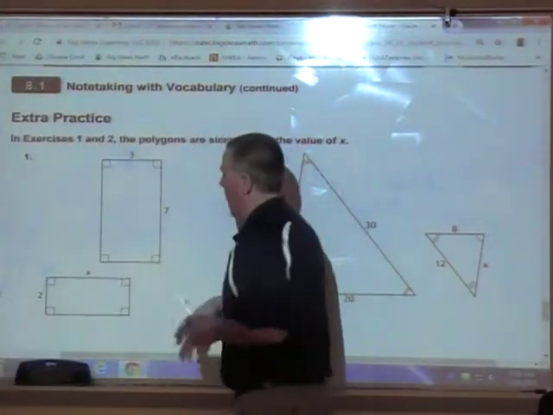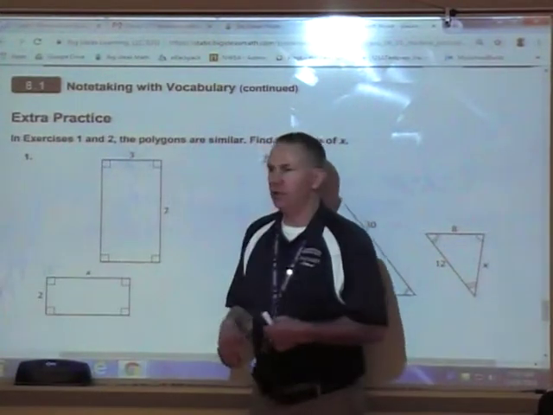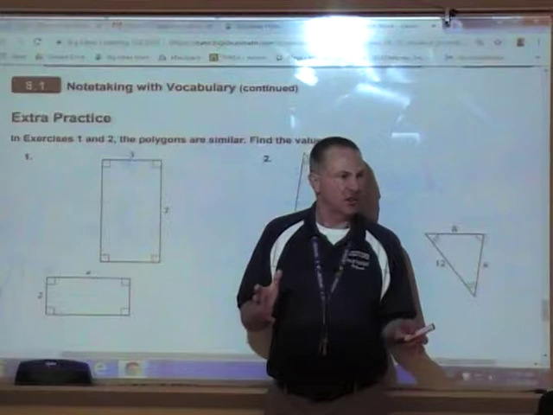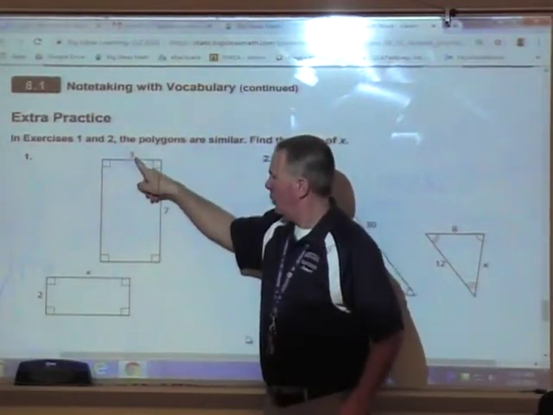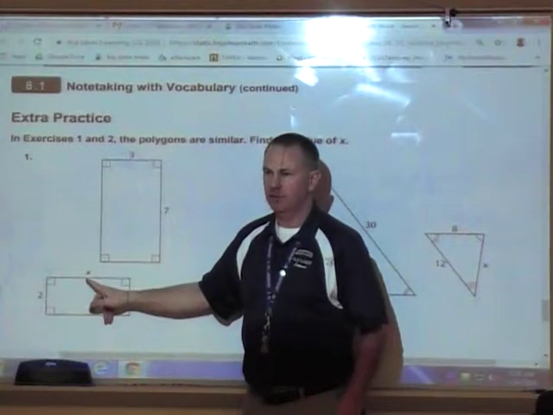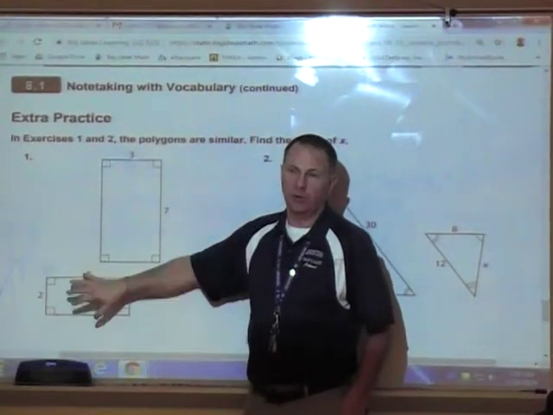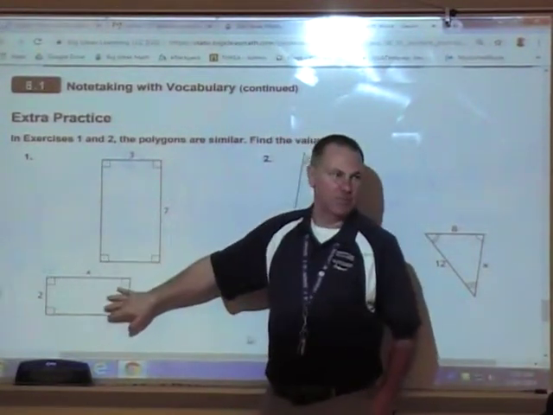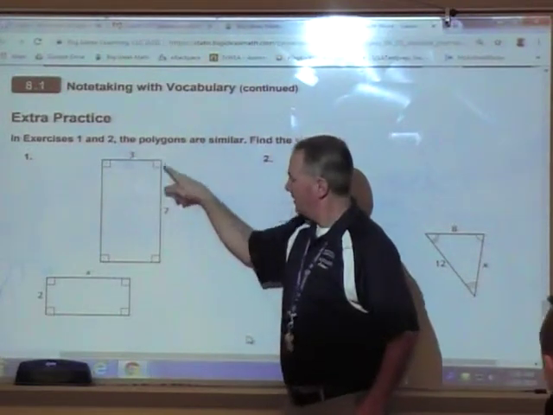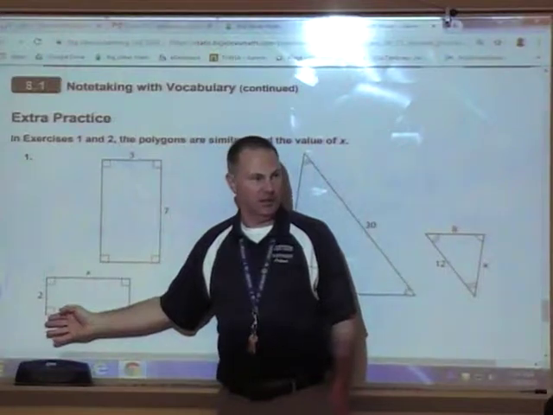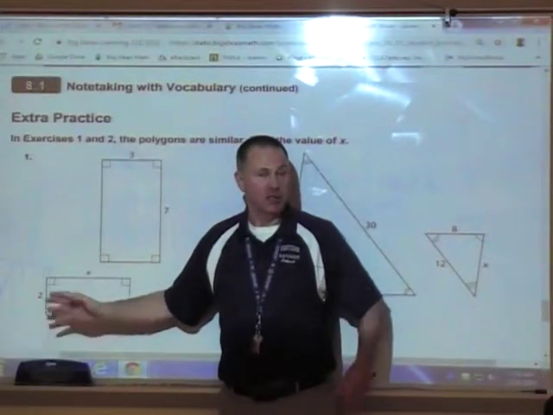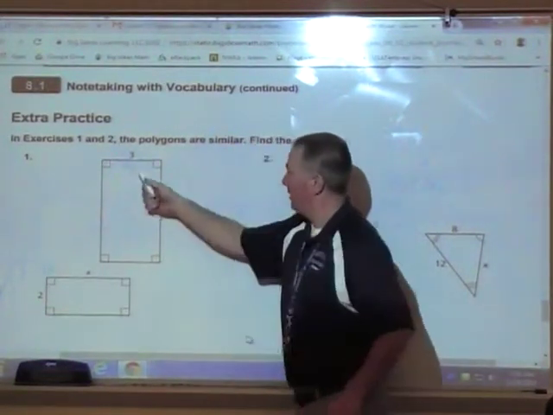What you don't want to do is put them in the wrong positions. Like this is the top of this rectangle. Don't put it with this piece. They have to look the same. So this is the shorter side, this is the longer side. The shorter side must go with the shorter side over here. Does that make sense? So write your proportions just like that.